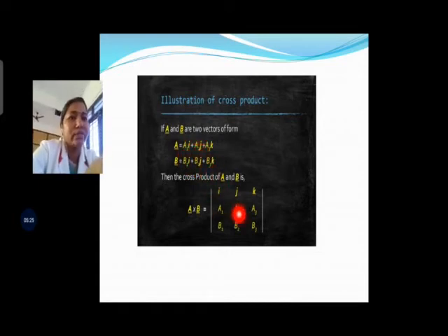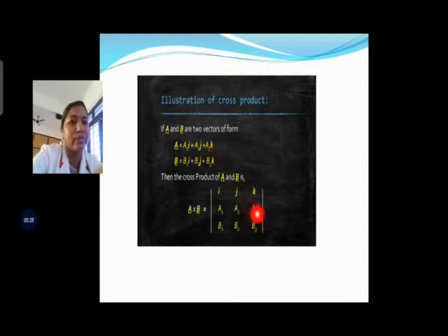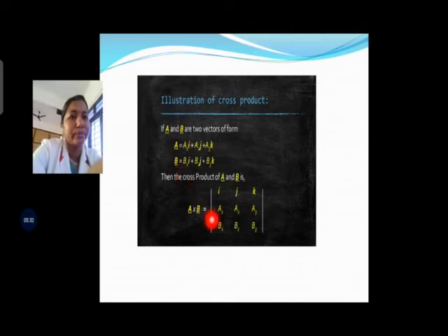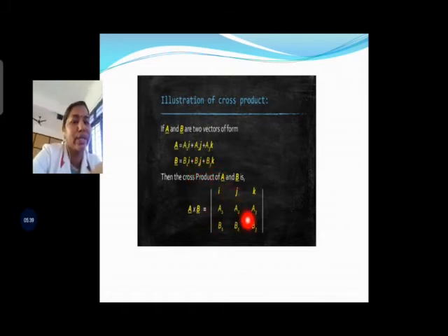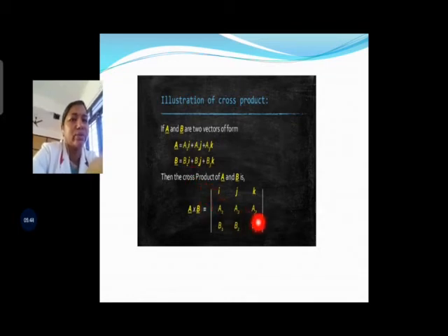The coefficient of j is A2, then the coefficient of k is A3. So here also we have to take the coefficients: i is B1, j is B2, k is B3. So we have written these things as A1, A2, A3, B1, B2, B3. Now we can multiply like a matrix. If you want to get i, you have to multiply A2 and B3, minus A3 and B2. Then for j, minus j.